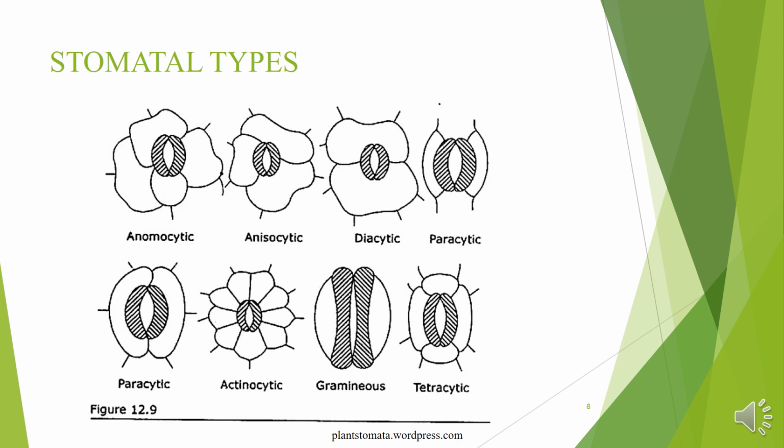Okay. You also have the graminous stomatal type, where you have 2 guard cells surrounded by 2 lens-shaped subsidiary cells. Okay, so that's what you will observe, and this is normally found in monocots. You also have the tetracytic stomatal type. Here you have 4 subsidiary cells that are surrounding the stoma or the guard cell. Sometimes you could have it as hexacytic, where you have 6 subsidiary cells that surround the guard cell.